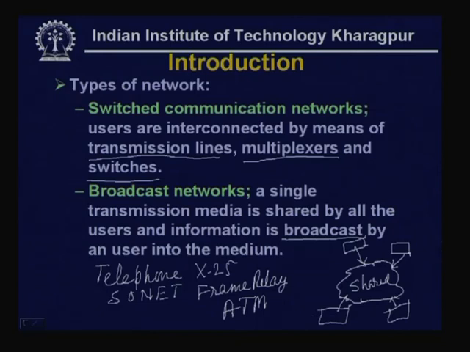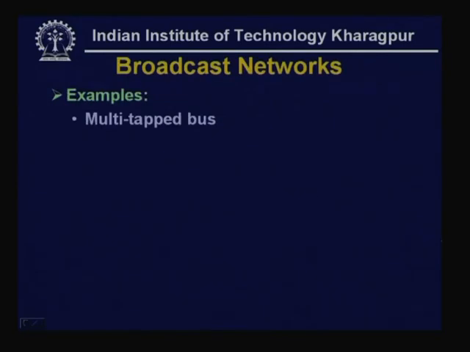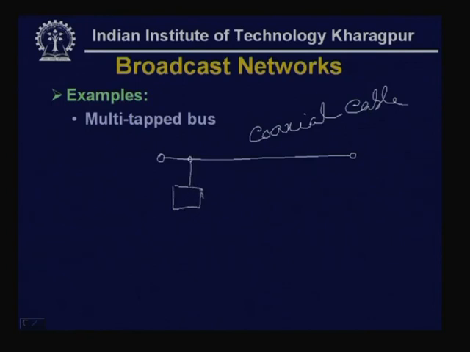Let us have a look at some of the examples. One important example is the multi-tapped bus. Say you have a bus realized maybe by using coaxial cable, and you can have taps to which different users can be connected. You can make several taps, and then n users can be connected, user 1, user 2, user n. In this way n users can be connected to a common medium, that is the coaxial cable.